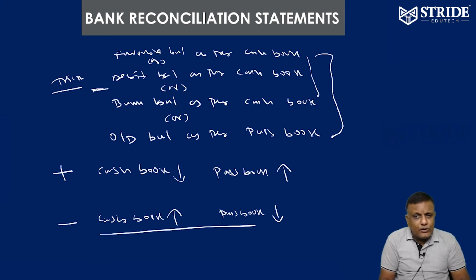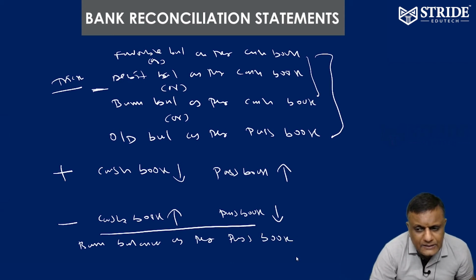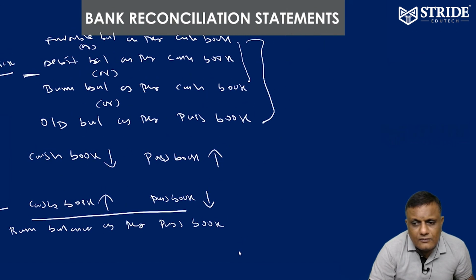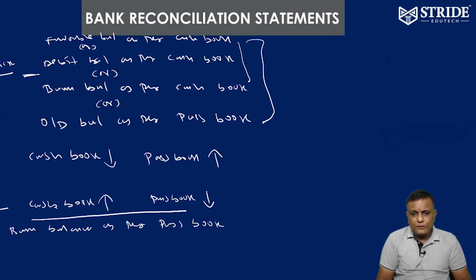If these are the opening balance, automatically the result will come, and the result is called bank balance as per passbook. Or suppose it is an OD balance, then bank balance as per passbook, that's it.